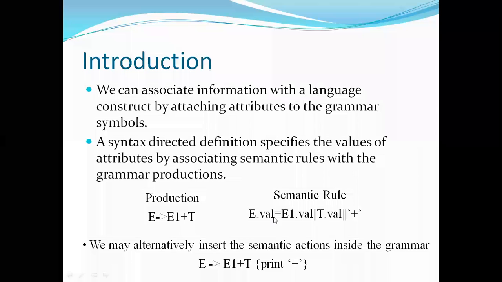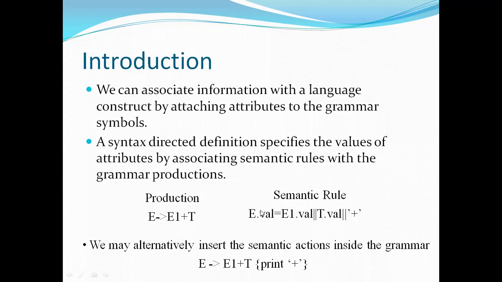So these are specifying the attribute. VAL is specifying the attributes. So attributes are associated with those terminals, which are grammar symbols. So these attributes are associated with grammar symbols. That is called the semantic rule.